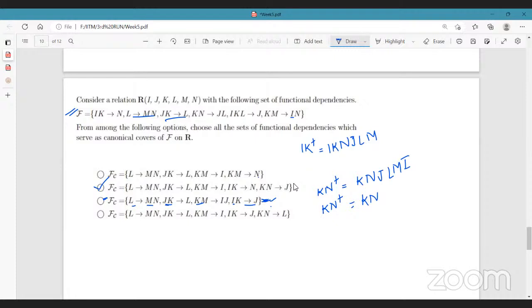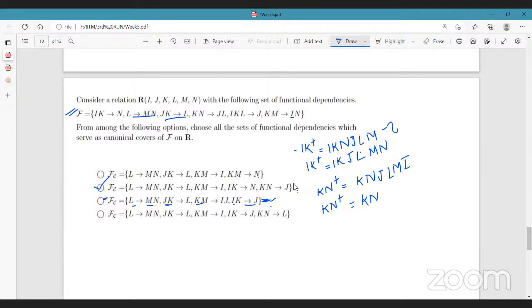I have not erased this one. This is the closure set of IK from the parent table. Now we'll check. IK, so IKJ will give J. JK gives L. L gives MN. L gives M, N. So it is the same, right? Yes.